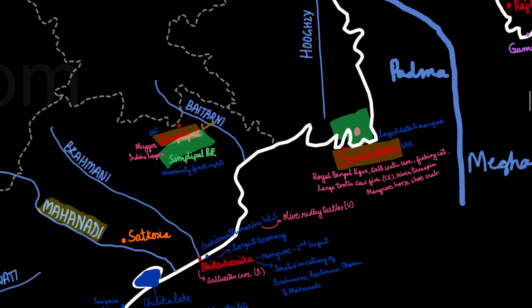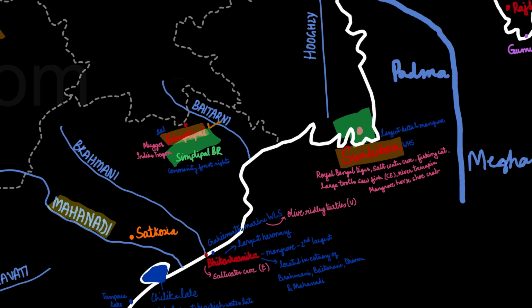The Sundarbans are also a biosphere reserve site and it is the largest delta and mangroves. It is also designated as a World Heritage Site. The species found over here are the Royal Bengal tiger, saltwater crocodiles, fishing cats, large-toothed sawfish, which is critically endangered, then river terrapin, mangrove horseshoe crab. So these are the famous species in Sundarbans.